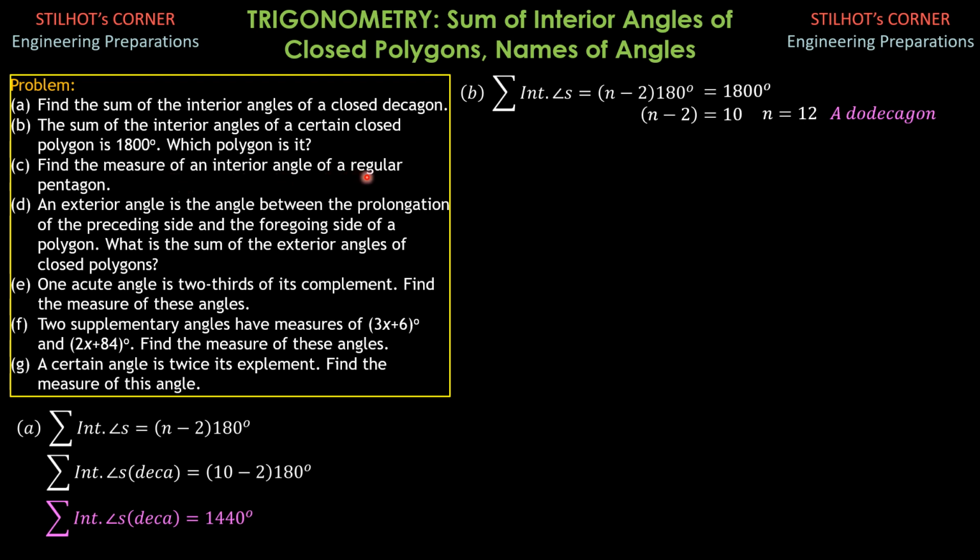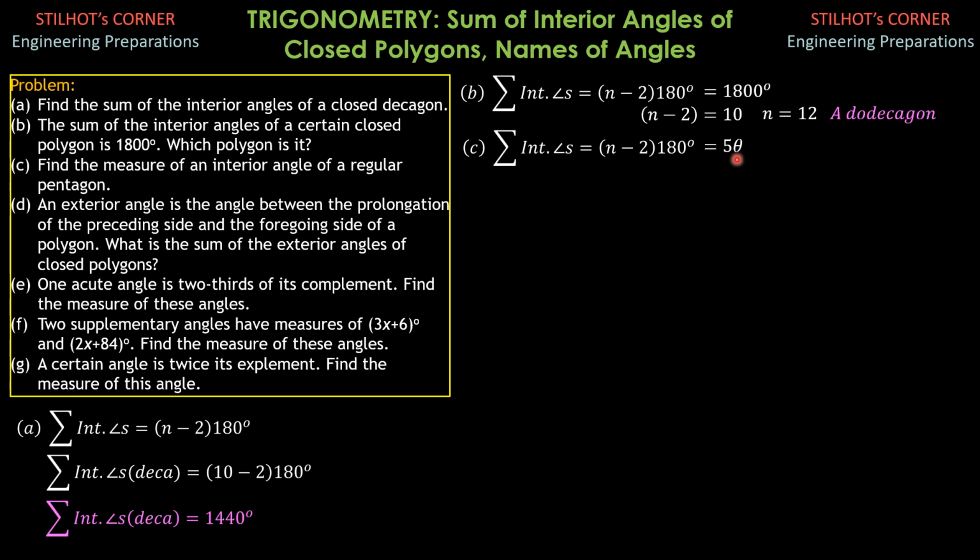Then part C, find the measure of an interior angle of a regular pentagon. So take note, we have a regular pentagon to find the interior angles. So the sum of the interior angles is quantity n minus 2 times 180 degrees, where n is 5. And since the interior angles of a regular pentagon are equal, and there are 5 corners, so there are 5 equal interior angles of a regular pentagon, and we will call it theta. So 5 times theta is equated to quantity n minus 2 times 180 degrees, where n is 5. So that's the analysis.